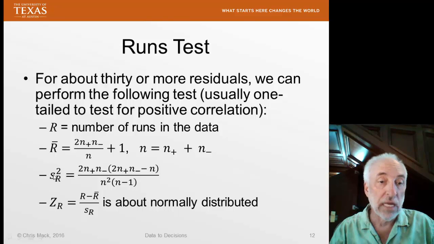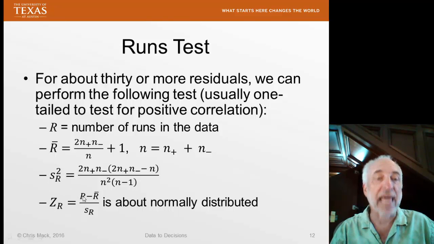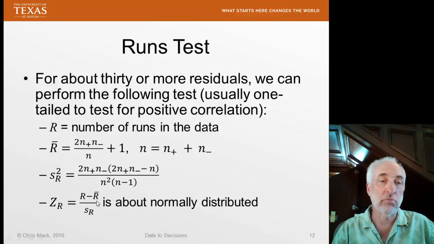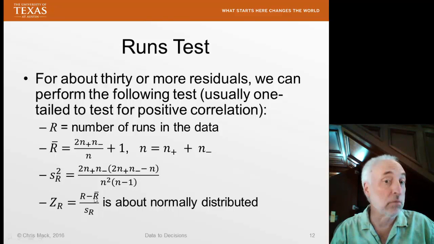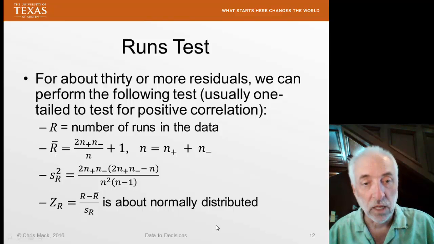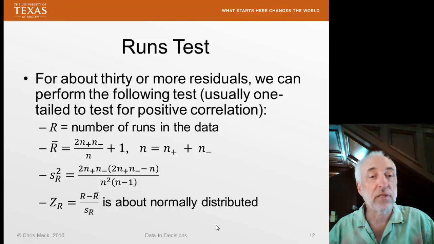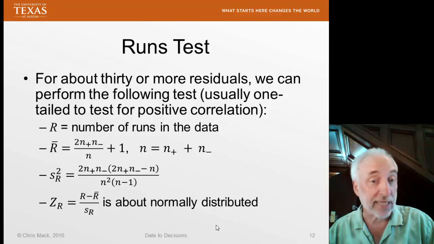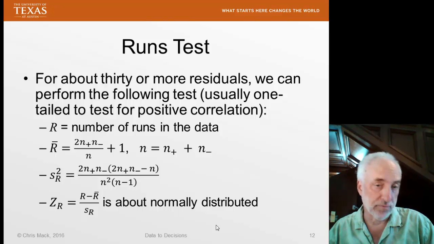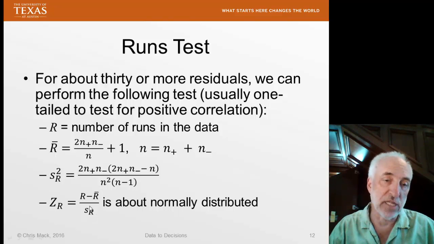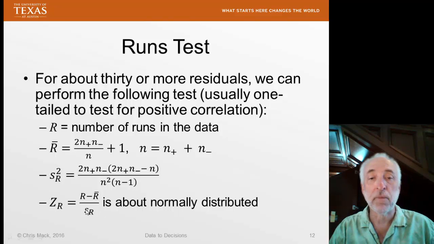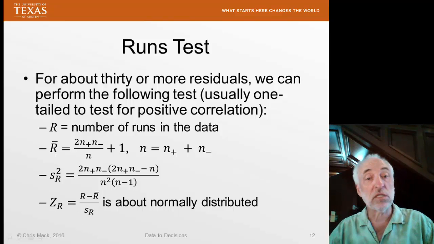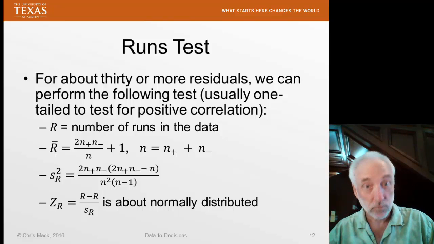So we simply count the number of runs, the number of pluses, and the number of minuses, calculate R bar, calculate the variance of R, and then create a statistic, Z sub R, which is the actual number of runs minus the expected number, if it were binomial, random, divided by the variance. And then ask, is this statistic too big to be reasonable? We divide by the standard deviation, standard error rather, not the variance. Sorry. So this statistic is about normally distributed.